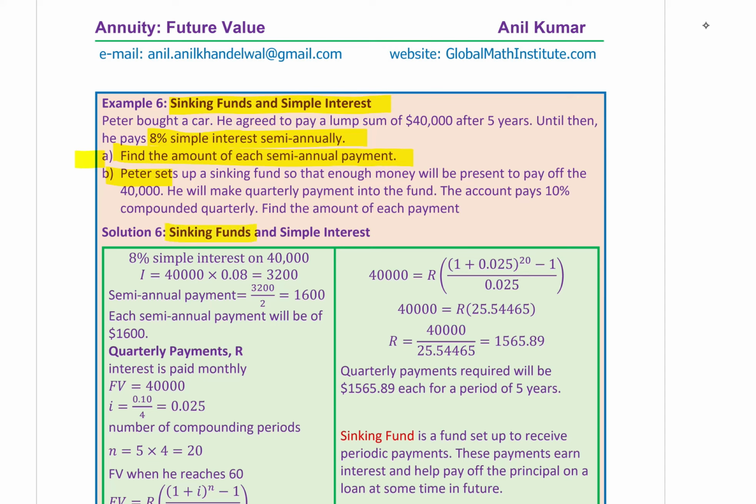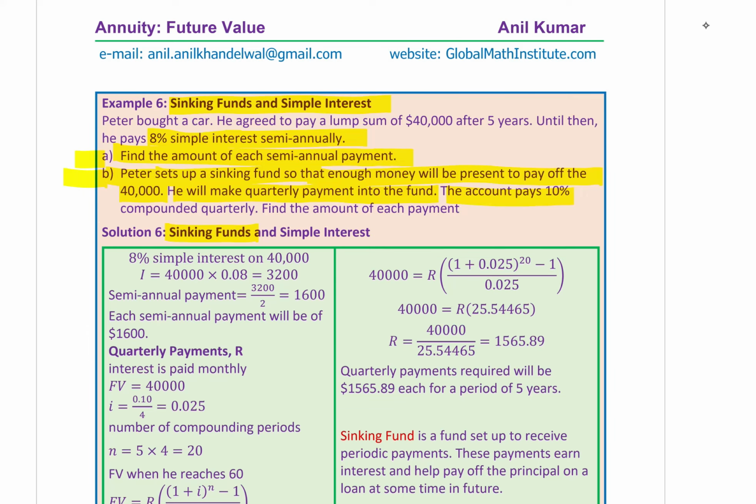So now let us see how to figure this out. Let's try to understand what a sinking fund is. A sinking fund, as talked about in part B, is where Peter sets up a fund so that enough money will be present to pay off 40,000. So you create a fund where you accumulate some money which could be utilized at the end of the term to make a lump sum payment. That's the whole idea. And how did Peter do it? He will make quarterly payments into the fund.